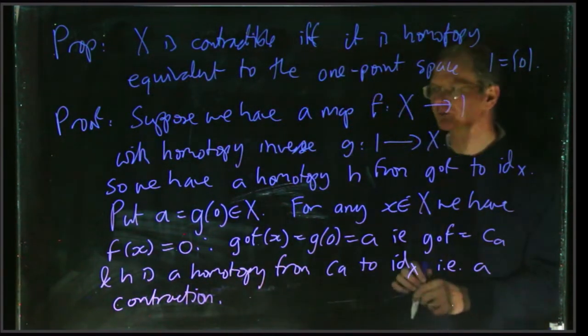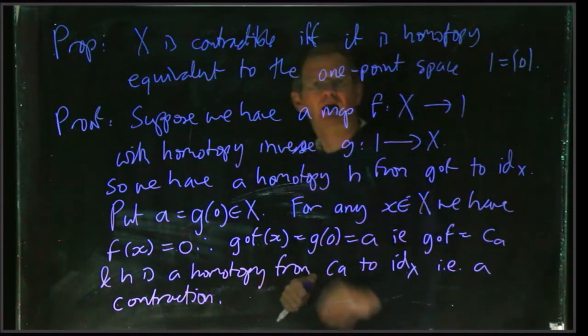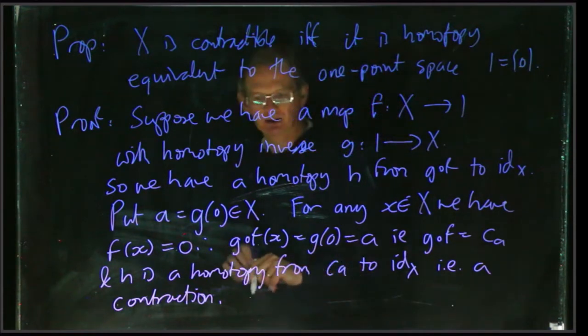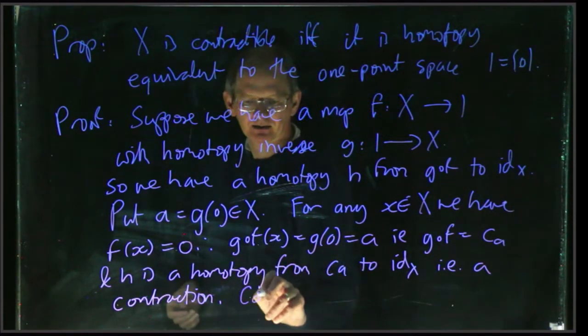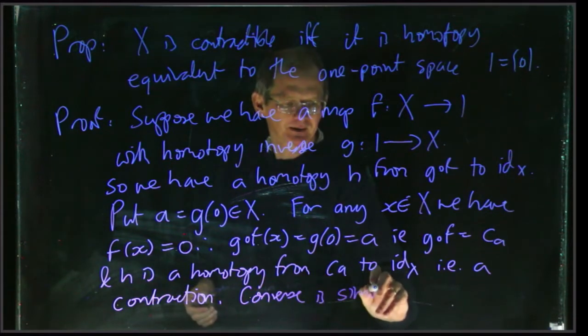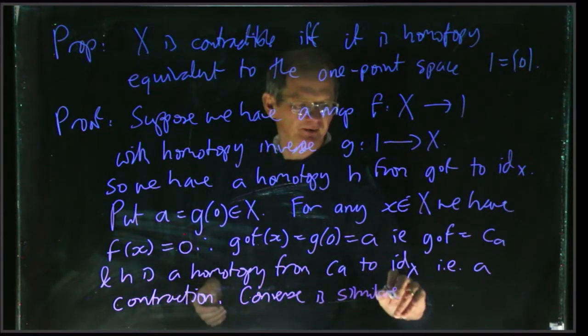Okay, so now we've proved it one way round. We proved that if X is homotopy equivalent to a single point, then it's contractible. And the converse, let's just say it's similar. You're basically just using the same ideas.